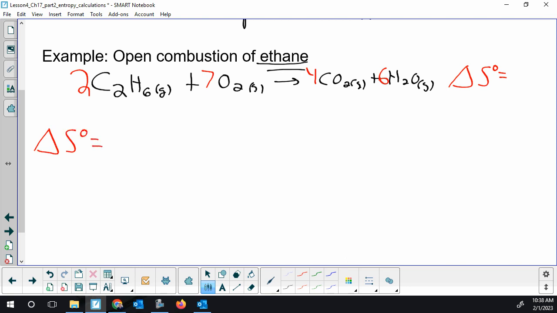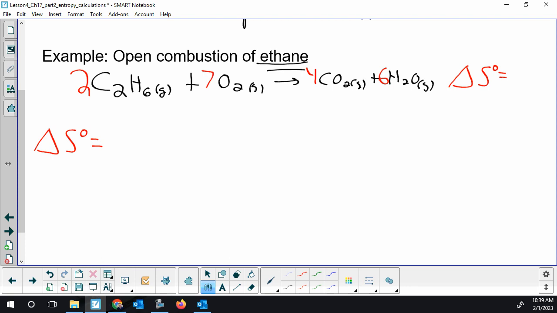Now, before I do the math, we're going to make a bit of a prediction. I might ask you to make a prediction. Okay? Do you think, or what is the entropy going to do? Is it going to increase or decrease, or kind of hard to tell? Okay? So we're going to look at our states. We've got a whole bunch of gas and a whole bunch of gas. So we don't have any big state changes. So we can't use solid to liquid to gas to make our predictions by itself.